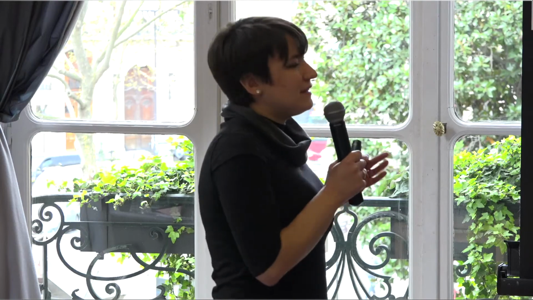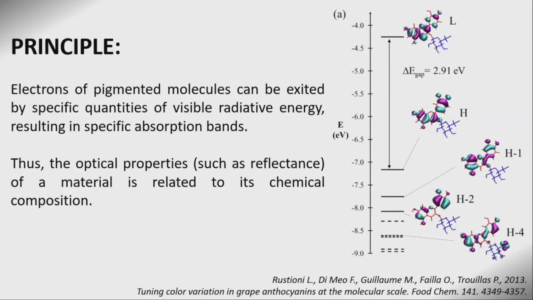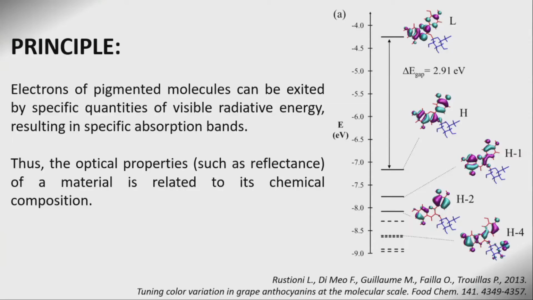The principle looks difficult, but it is really simple. It is based on the fact that pigments are able to absorb the visible radiation at specific wavelengths due to the excitation of the electrons. And this ability is really specific, so pigments absorb only some wavelengths, and so the optical properties, such as reflectance of a surface, are related to the chemical composition.